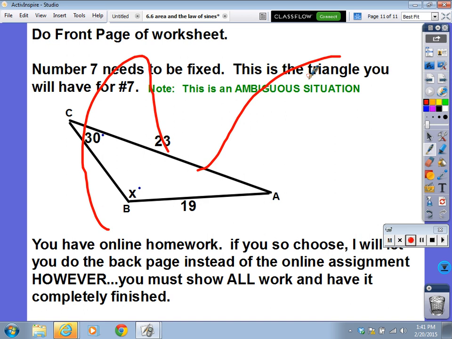So go to number 11. No, it's number 7. You just do the front side, guys. Do the front page of the worksheet. You have an online assignment, but if you choose, I will let you do the back page of this instead of the online assignment. This will be counted either way. I say do the backside and let it go.